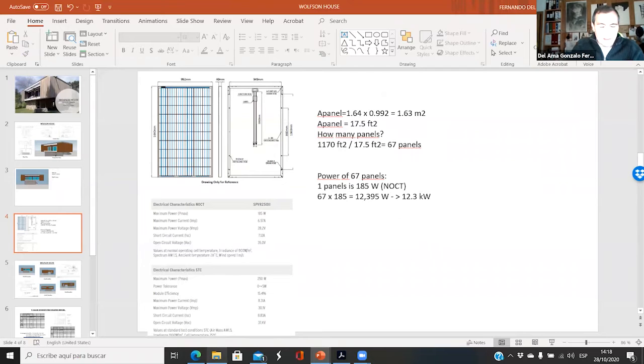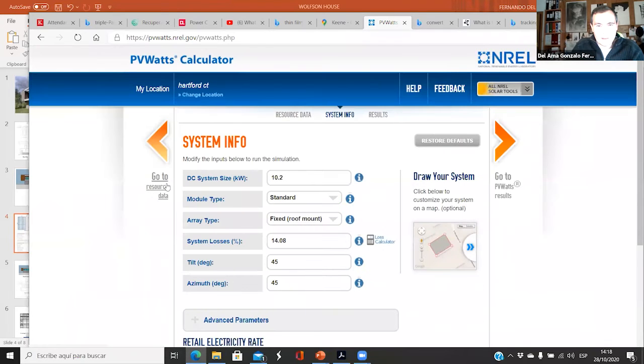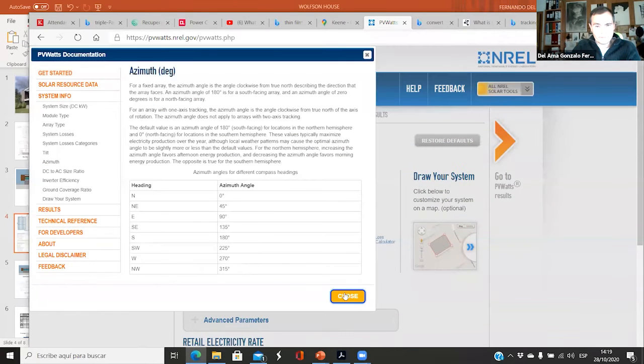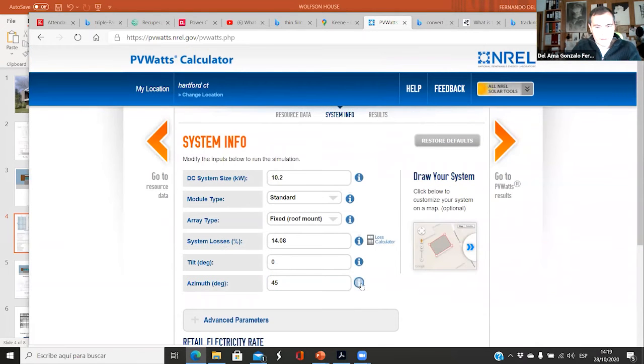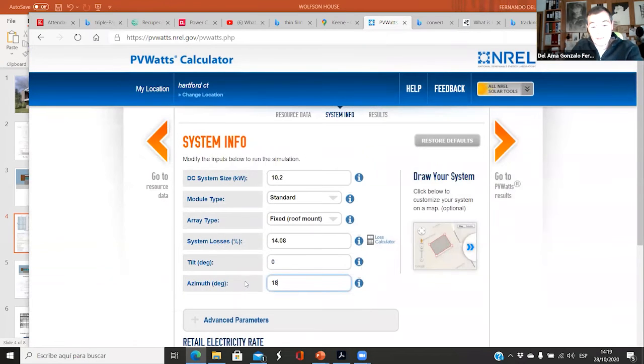Okay. So now let's go to PVWatts. We have to come here. Now the tilt, if it's a flat roof, it's 0. The azimuth doesn't change because if we have a flat surface, we don't have orientation. So usually if we have a flat surface, we select the south, it's 180. Yeah, 180. Okay, so if it's flat, we can select 180.